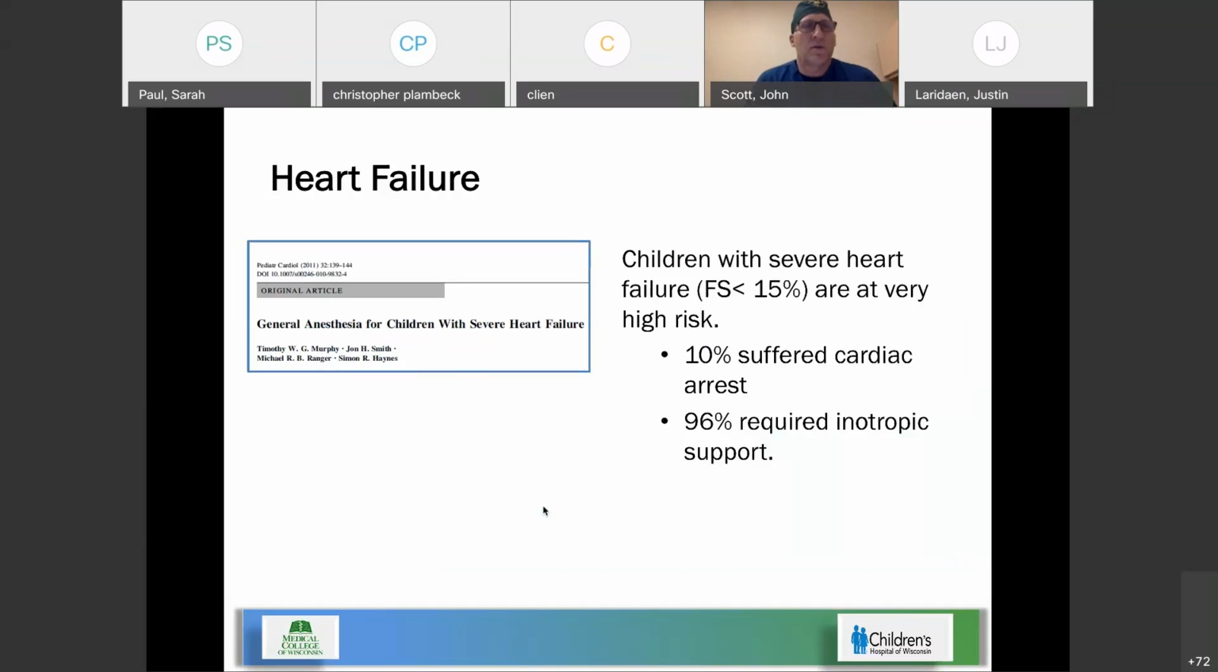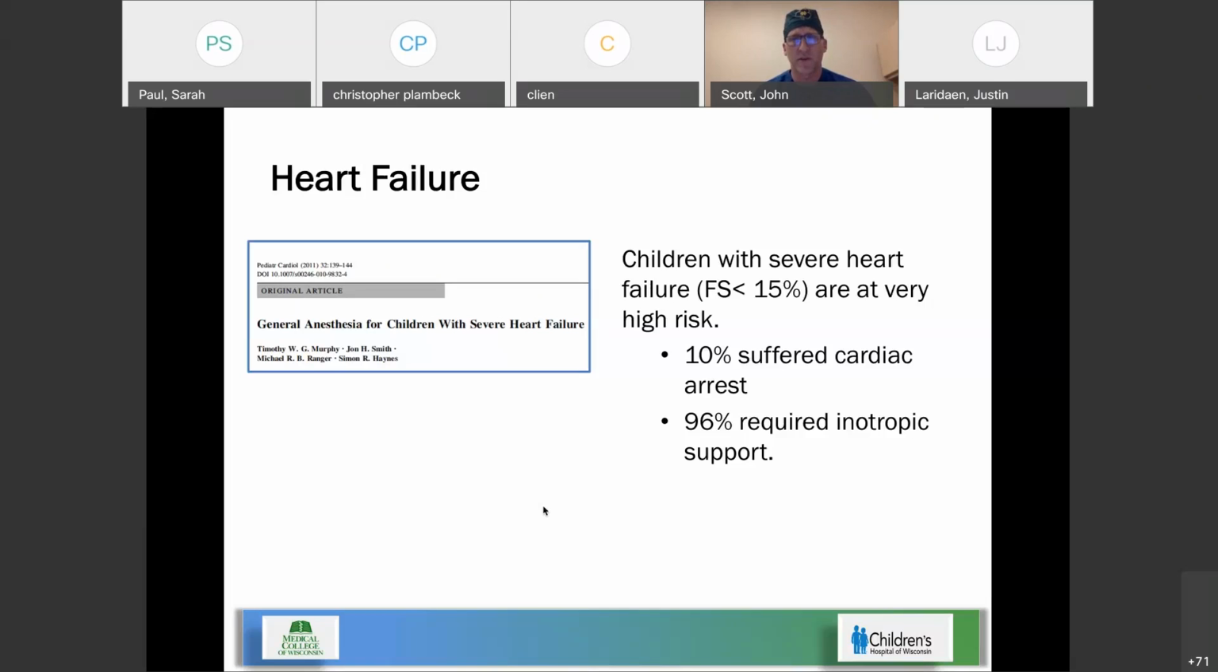This is a study from 2011 looking at patients who have more severe forms of heart failure undergoing non-cardiac surgery. In this study, they identified severe heart failure as a fractional shortening less than 15%. It was a very small study, with only about 22 patients. But what they found is that in the setting of a fractional shortening less than 15%, 2 out of the 20 patients suffered a cardiac arrest.